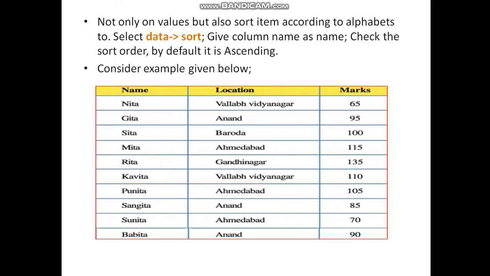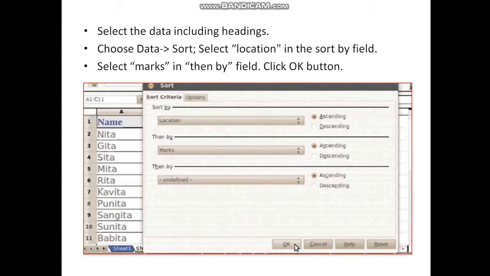Suppose there are different types of names, different types of locations and marks available, right? When we want to sort according to the alphabet, then starting from A, locations starting from A appear at the top level. So for that, using sorting, select the data including headings, choose data, then sort, select location in the sort by field. From here, choose sort by location.